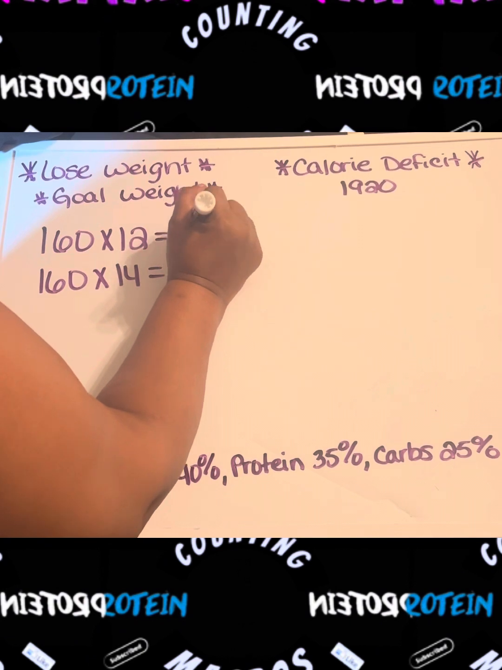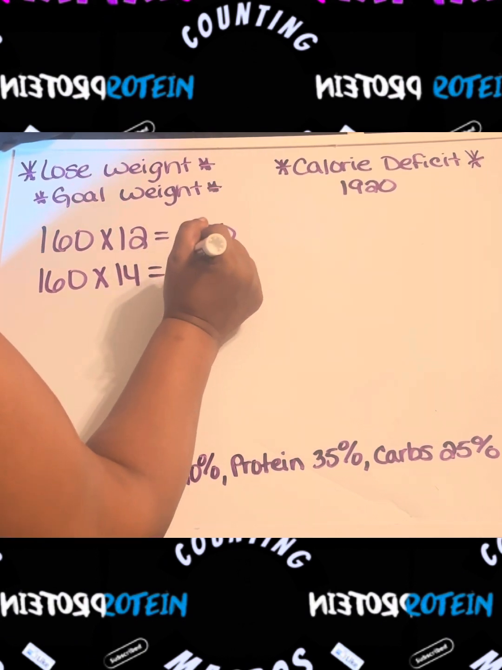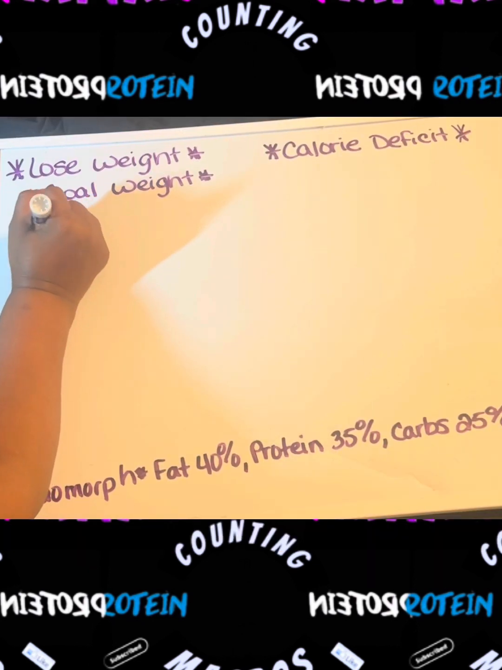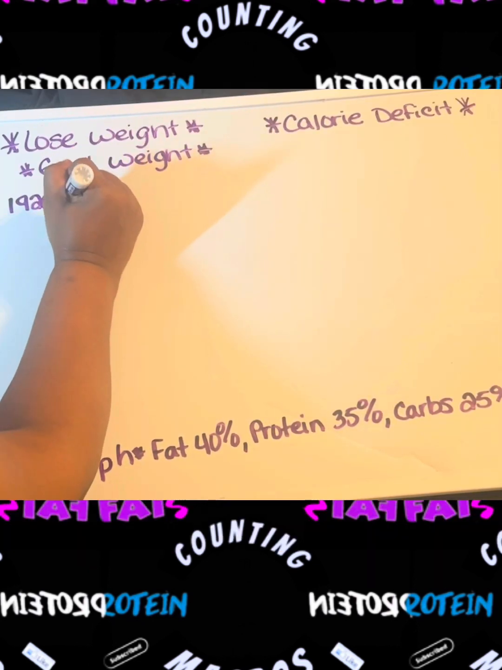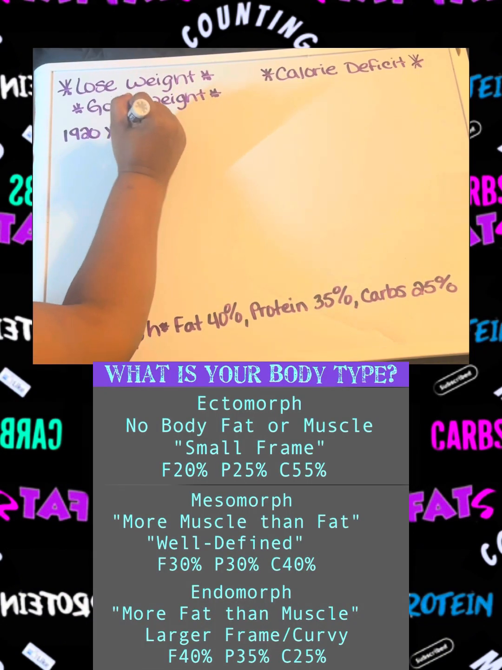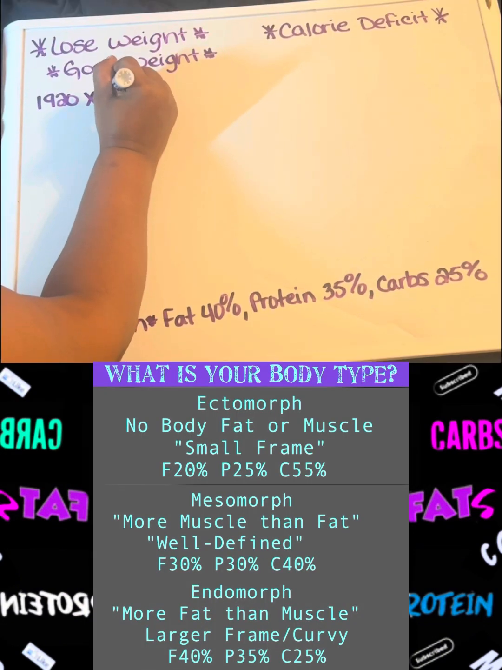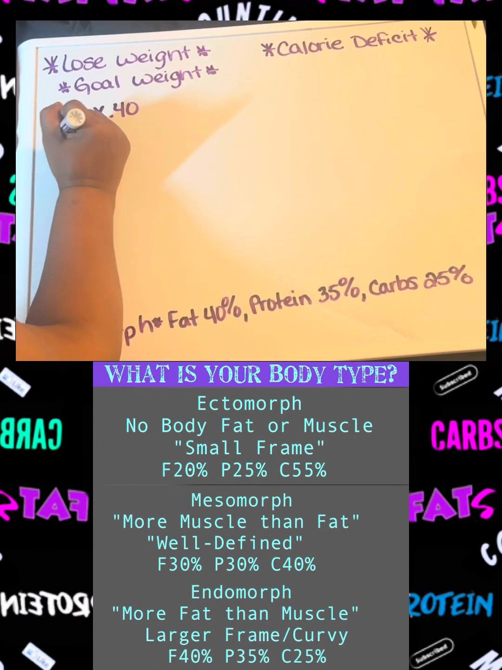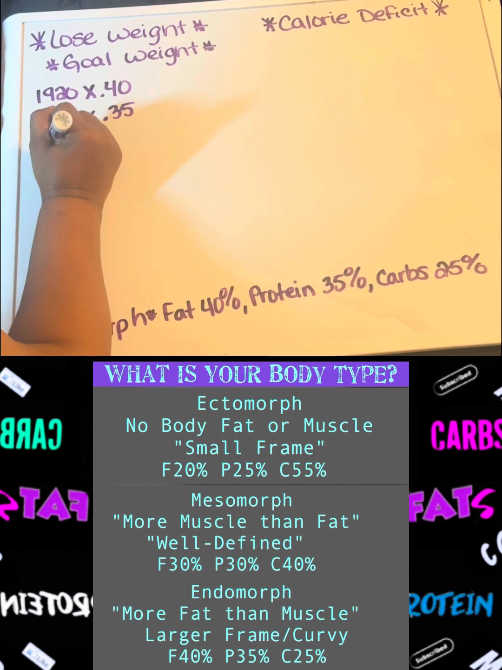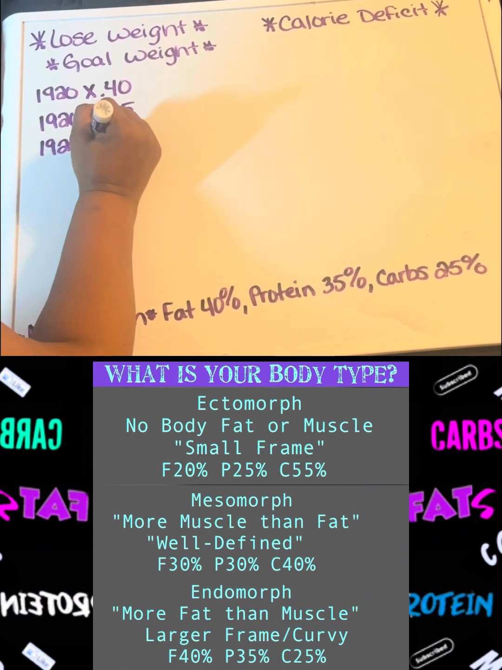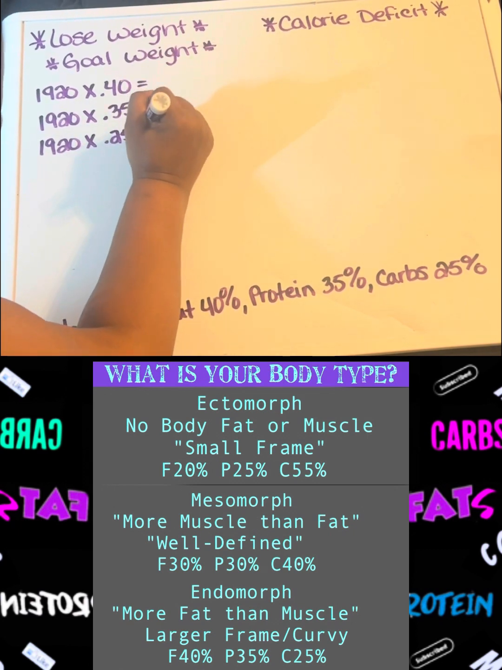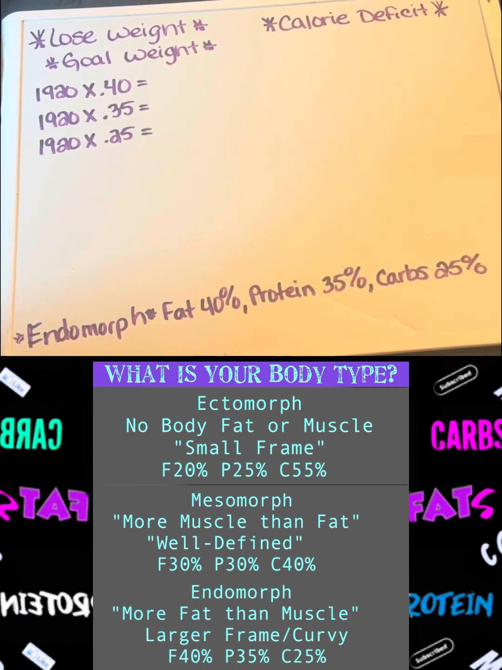And I would choose either a number in between these numbers, or in my case, I'm going to go with the lower number. My daily calorie intake would be 1,920 calories. Next, you have body type. For my body type, I am an endomorph. Now I'm going to take that calorie deficit, then multiply it by the body type percentages. Since I am an endomorph, as you see, I listed it at the bottom here. My fat would be 40%, my protein would be 35%, and my carbs would be 25%.